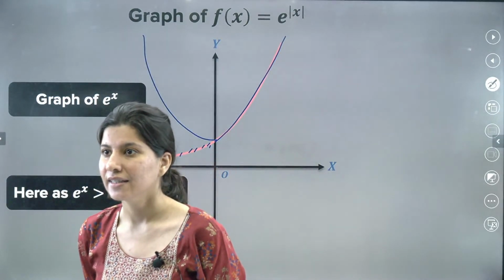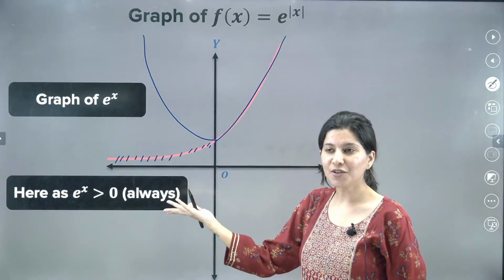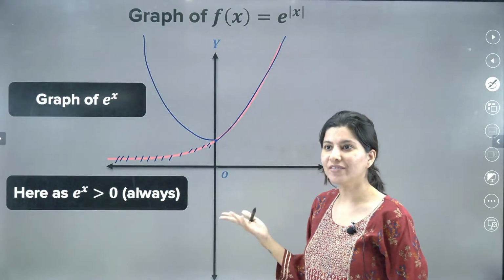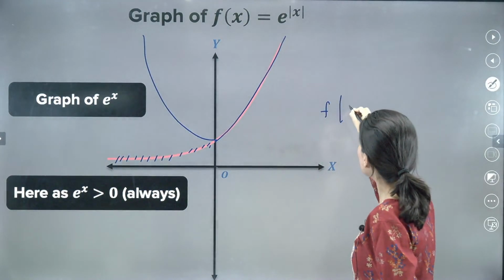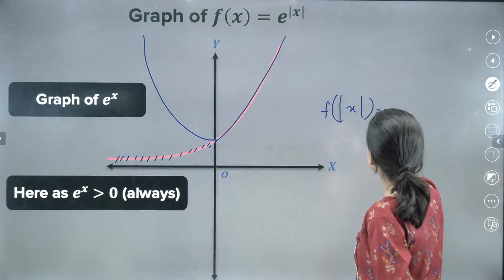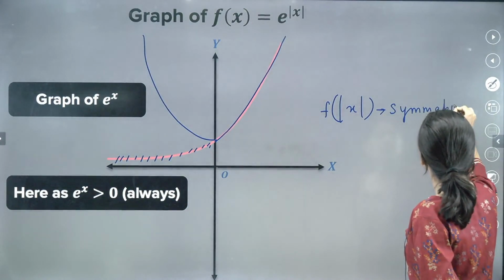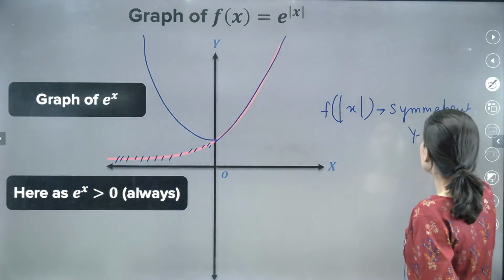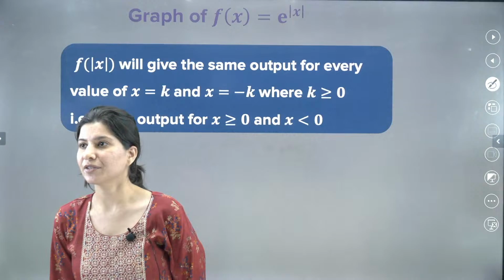Alright. Clear? That's it. This is your graph. Done. What are you waiting for? You are done. Very easy graph. So you just have to remember f of mod of x is symmetric about the y-axis. We will revise everything. Do not worry.